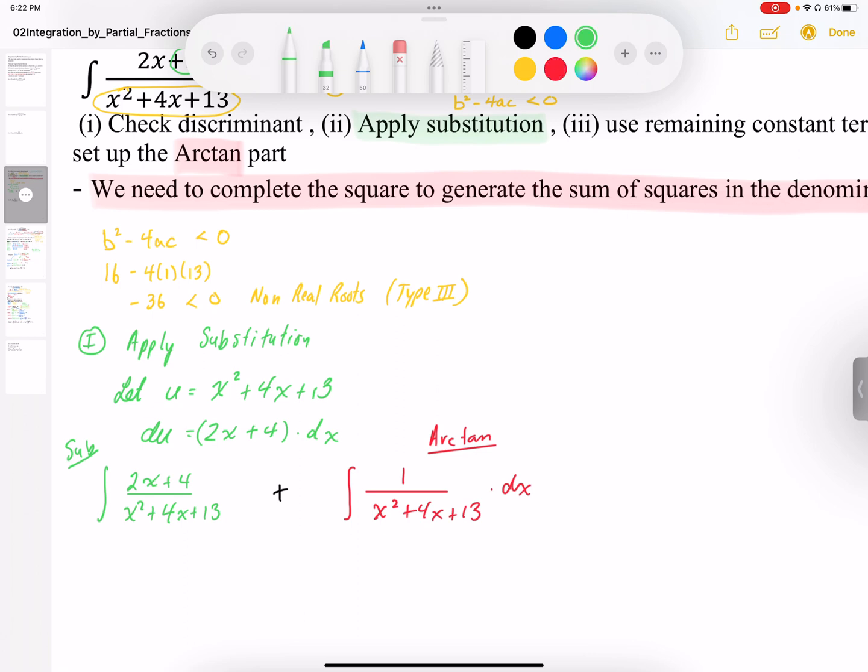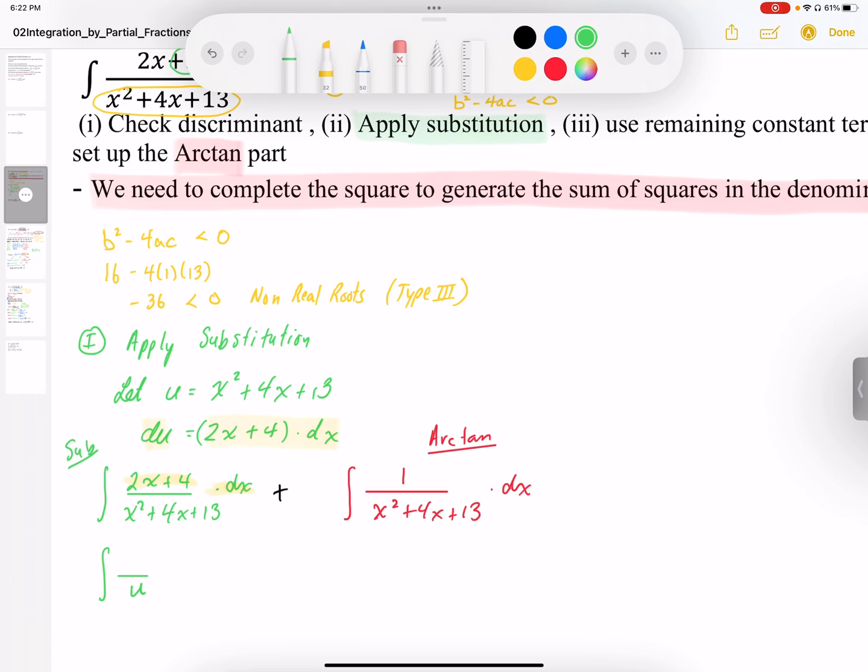So for the green part, we're going to apply the substitution. I'm going to do the integral. I'm going to replace the denominator with u, and the numerator, this part here, I forgot to put my dx in here. That numerator part is going to be the same as what I have here. So I can replace all that with du.